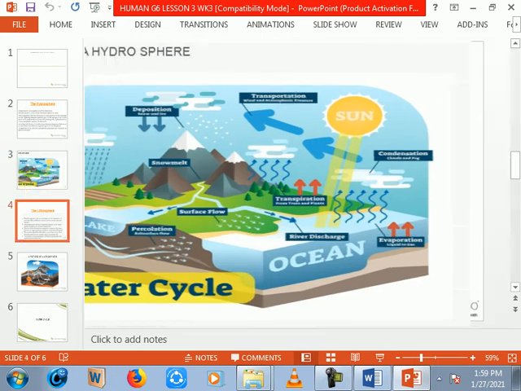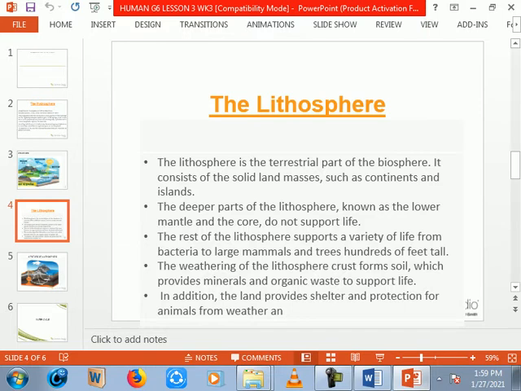Proceeding with our lesson, let us look at the lithosphere. What is the lithosphere? This is one of the components of the environment, and the lithosphere is the terrestrial part of the biosphere. It consists of the solid land masses such as continents and islands. The deeper parts of the lithosphere, known as the lower mantle and the core, do not support life. The rest of the lithosphere supports a variety of life, from bacteria to large mammals, and trees hundreds of feet tall.